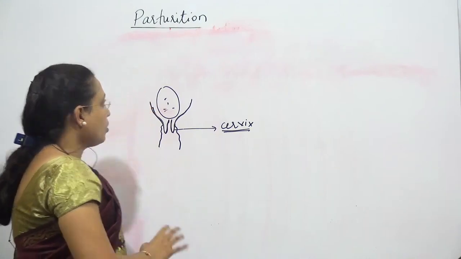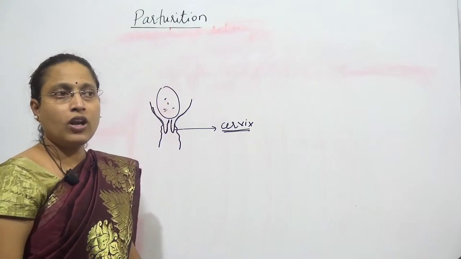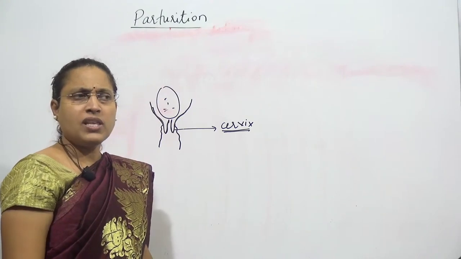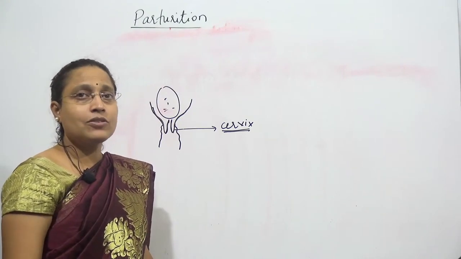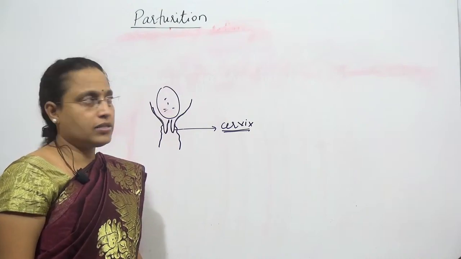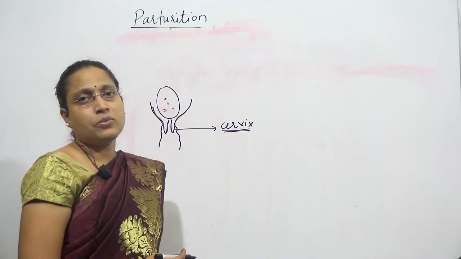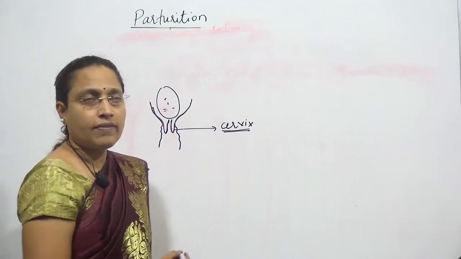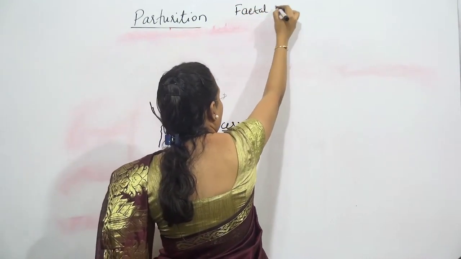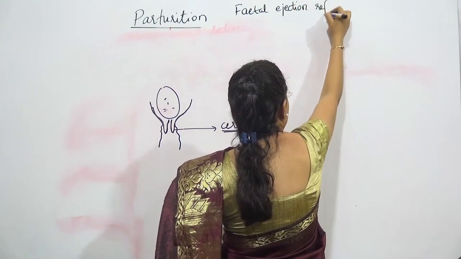Now consider the fetus inside the womb is fully developed, and the placenta is also completely developed. Once the fetus is fully developed, then it has to be delivered, and therefore the fetal ejection reflex starts. So the delivery process begins by the fetal ejection reflex.